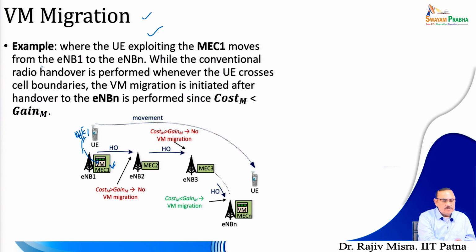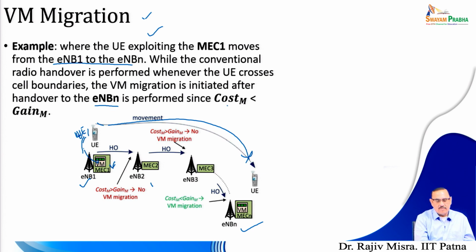Exploiting the MEC moves from ENB 1 to ENB n, this one moves from here to here, while conventional radio handover is performed whenever the UE crosses cell boundaries. The VM migration is initiated after the handover to ENB is performed, since the cost of M is less than the gain.